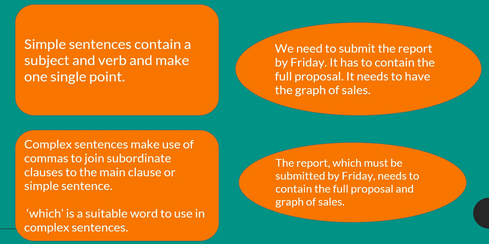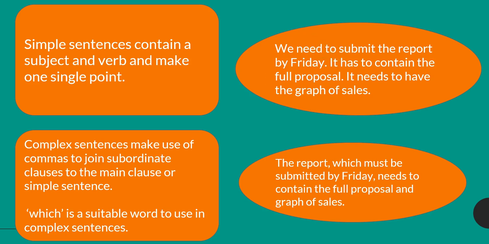So if you look at the 3 sentences to the right, each of those has a subject. In the first sentence, the subject is "we." The verb is "need to submit." And the single idea is that they need to submit the report by Friday. In the second sentence, the subject is "it." So we're talking about the report. "It has to contain" is our verb. And the idea is it has to contain the full proposal.